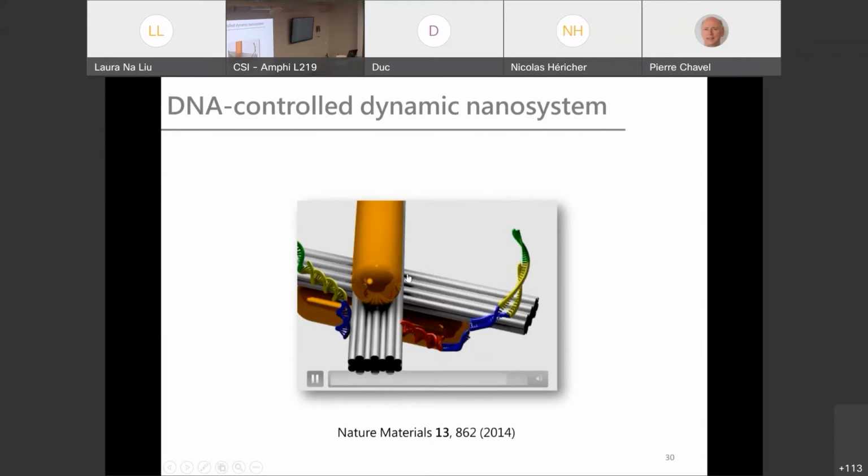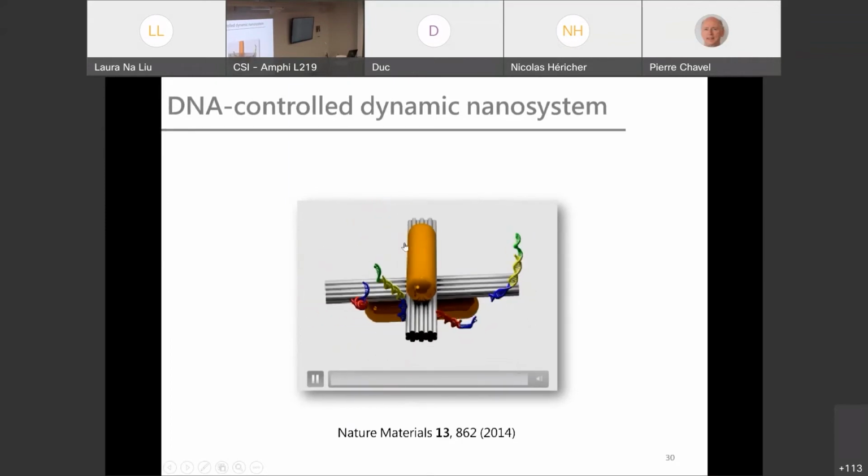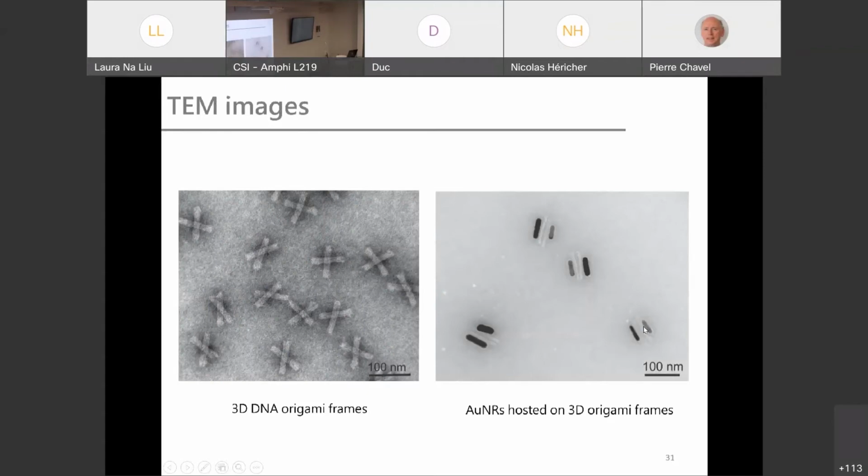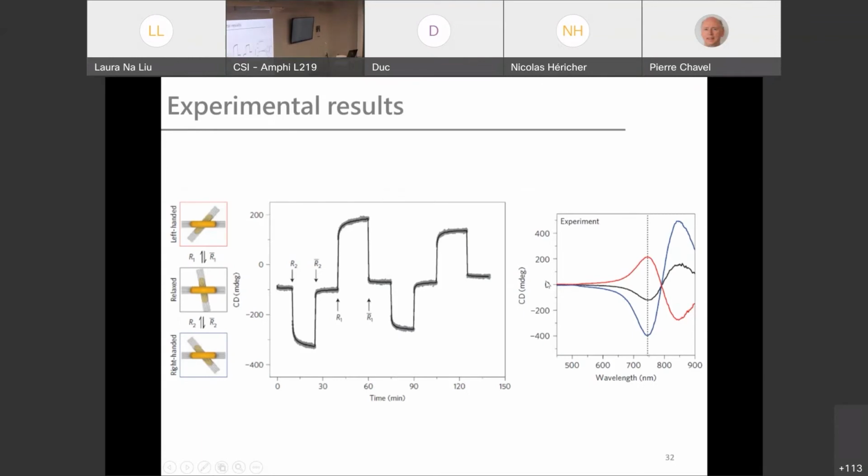So during the process, I can change the angle between the two gold nanoparticles in a very dynamic way. So these are the TEM images. On the left, you see the DNA origami frames, which look like crosses. And then on the right, you see how these gold nanorods are assembled on these origami templates. Then we did the CD spectroscopy.